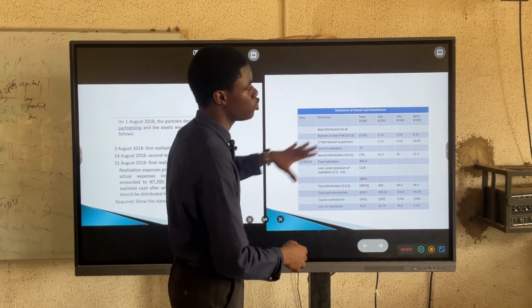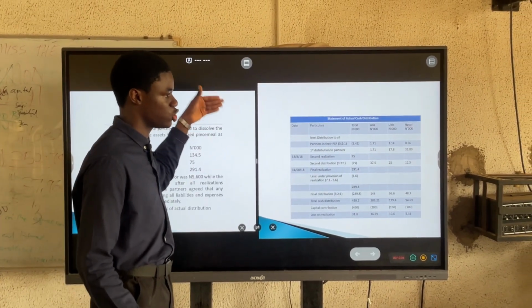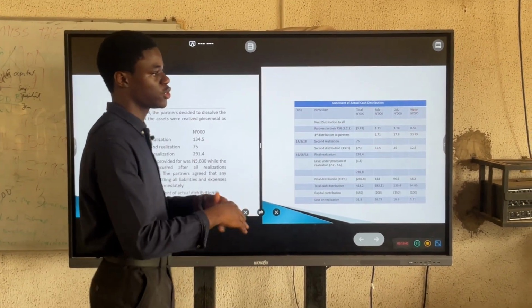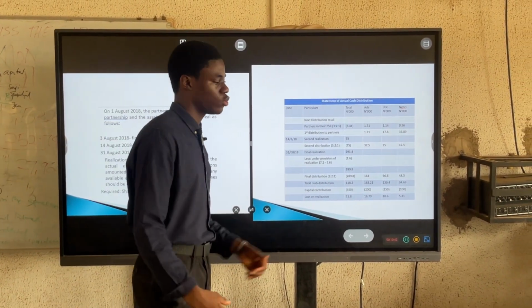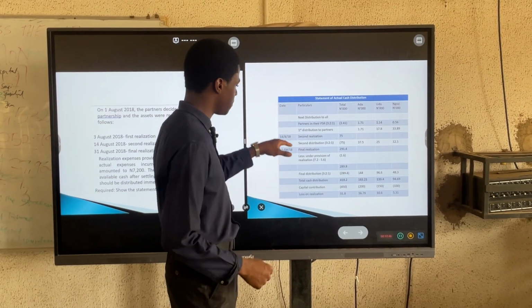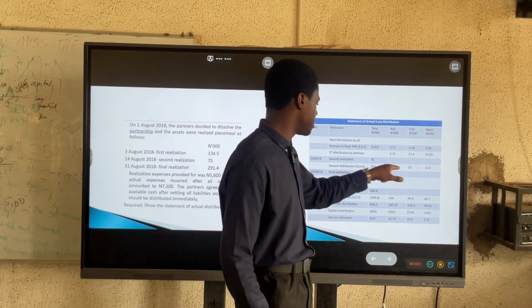And then we're not using the distribution sequence schedule anymore because we have used it in the first distribution, so it's no longer relevant, right? So now we're going to be doing the subsequent distribution based on the profit sharing ratio. Now this 75,000 is going to be distributed based on the profit sharing ratio. Now when you do that, you get these figures.